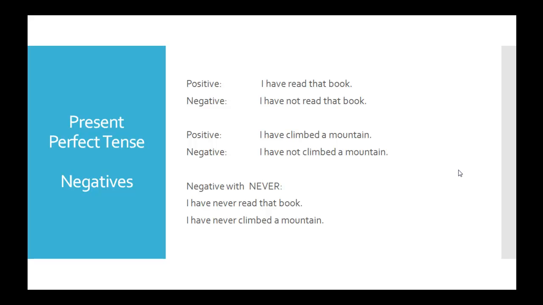Remember, in an English sentence, we cannot have double negation. So, it would be incorrect to use never and to negate an auxiliary verb have. This means that it would be incorrect to say, I haven't never read that book. Be careful with this.